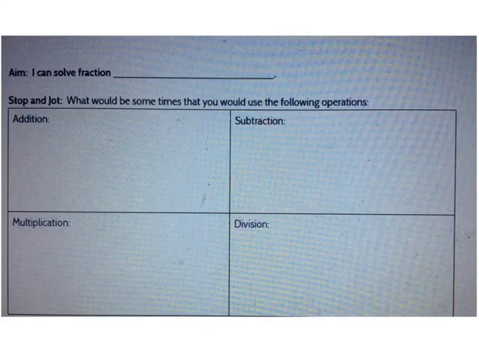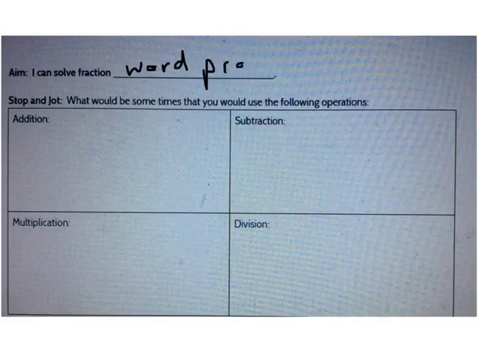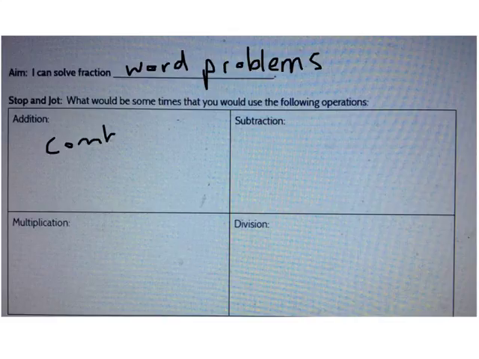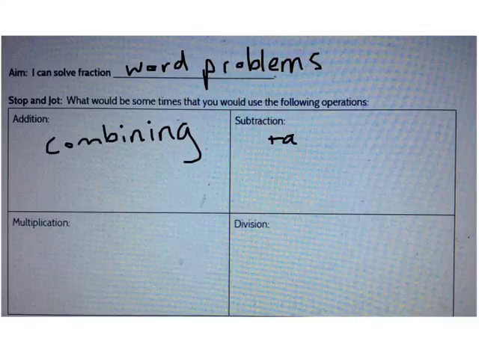Let's start with today's lesson. Our aim is that we can solve fraction word problems. Today we're going to use all four operations, so let's think about some times when we would use those operations. We'll use addition when we are combining two quantities or putting them together. Write this down on your paper. We'll use subtraction in two instances. We'll use subtraction when we're taking away. Write this down.